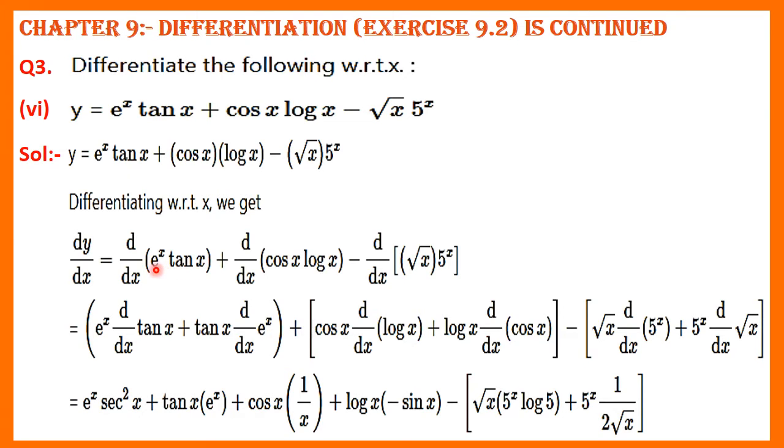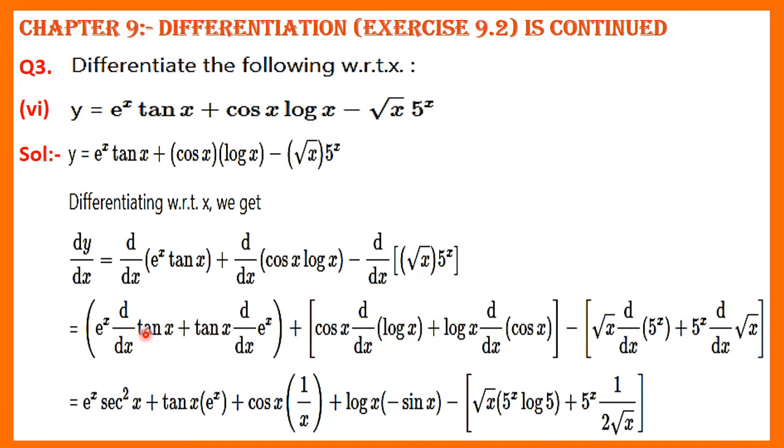So first, e raised to x into derivative of tan x plus tan x into derivative of e raised to x. Same way we will differentiate the second term also, that is cos x into derivative of log x plus log x into derivative of cos x, minus derivative of root x into 5 raised to x, which is root of x into derivative of 5 raised to x plus 5 raised to x into derivative of root x.